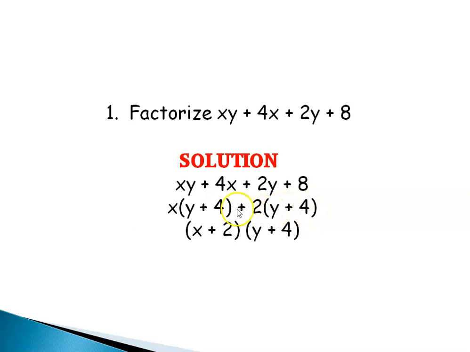So now how do I know that my factorization is correct? What I have in brackets should be the same. Do you understand? At least one of this should be the same. So I'm going to bring this out, y plus 4, and then this x plus this 2. So x plus 2, y plus 4 are the factors for this equation, xy plus 4x plus 2y plus 8. Do you understand that? Good.